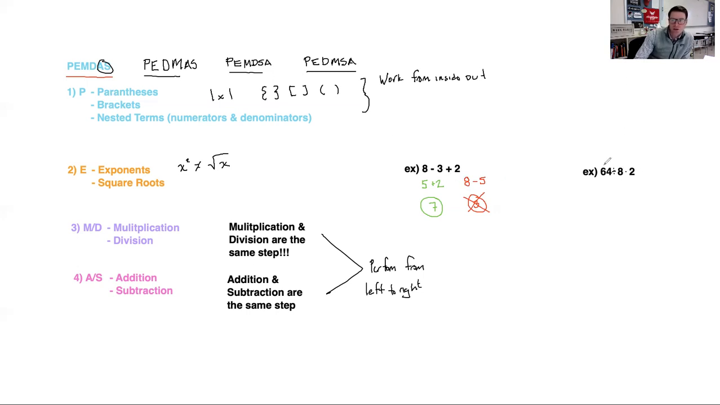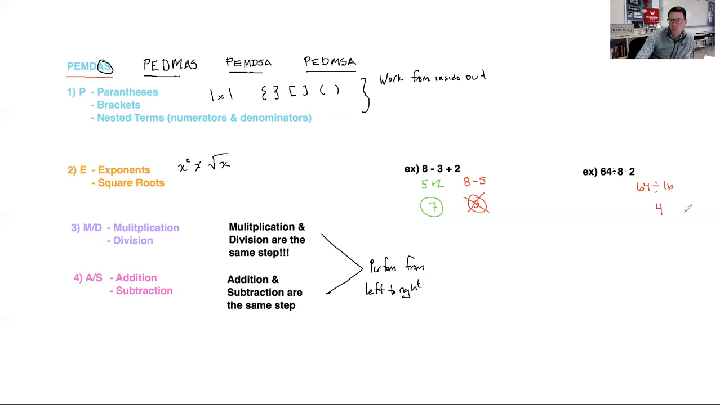All right, over here, we have division and multiplication. 64 divided by 8 times 2. So I'm going to go with the mistake version first. I'm going to go with the guy who lives in the PEMDAS only world. And he says, pretty sure that's an M before a D. So I'm going to multiply before I divide. 8 times 2 is 16. So this gets me 64 divided by 16, which gets me 4.